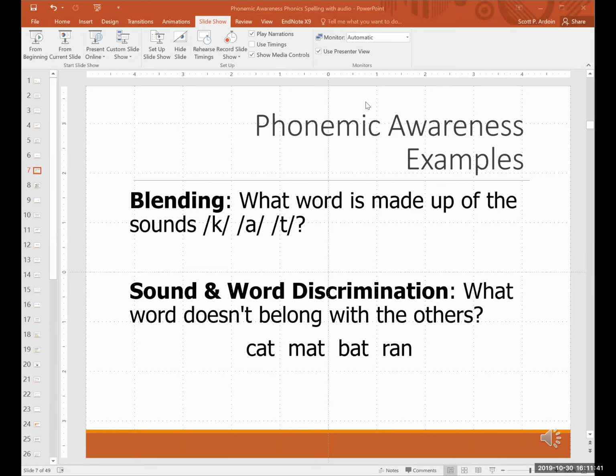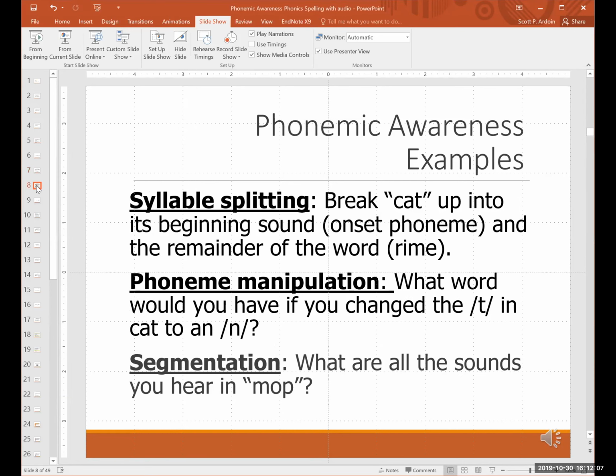Again, we might do things that are a little bit easier when we're beginning with a student. So cat, mat, and tip. I think that might be a little bit easier because it's not a similar a sound in there. So these are different ways that we can work on word discrimination. And as the kid gets better at it, we start providing more difficult examples.